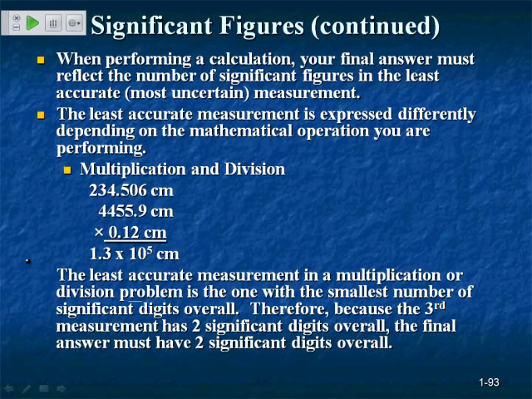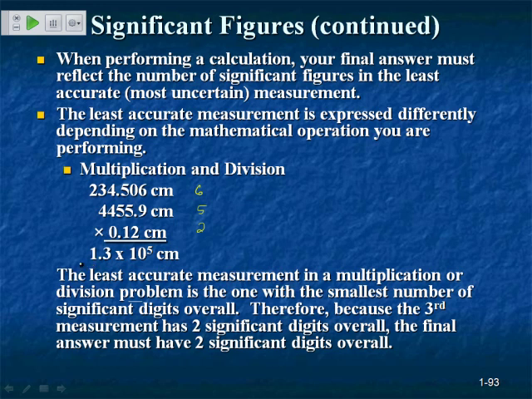If you follow through this example, the first number has 1, 2, 3, 4, 5, 6 significant figures. The second number has 1, 2, 3, 4, 5 significant figures. The third number has how many? 2. Your answer should have only how many? 2. Only 2 significant figures, because among the numbers you have used, this is the one with the least number of significant figures. So your answer also should have only 2. So when you multiply all this, if you get a big number, you have to correct it according to the significant digits rule. So you should have only 2.